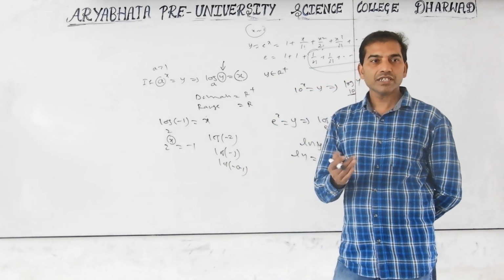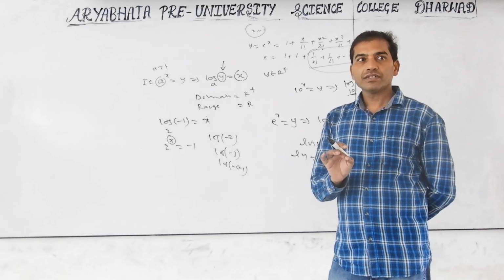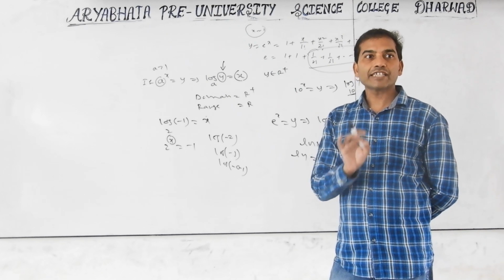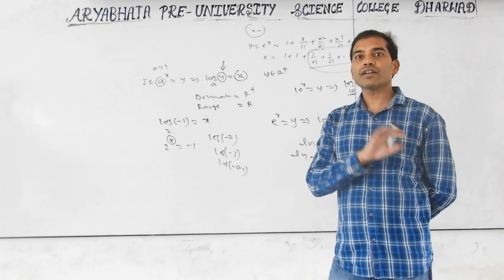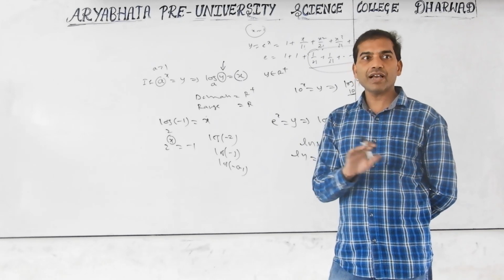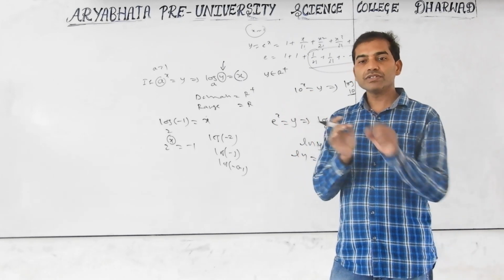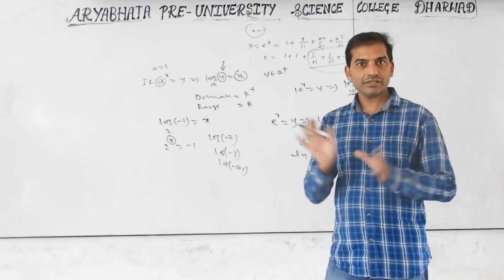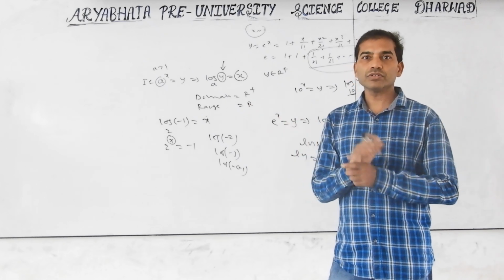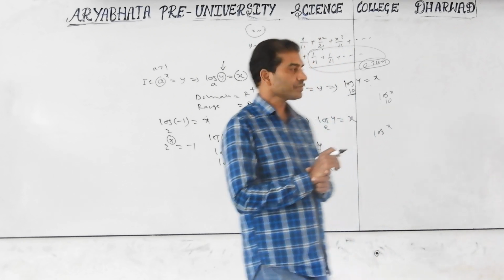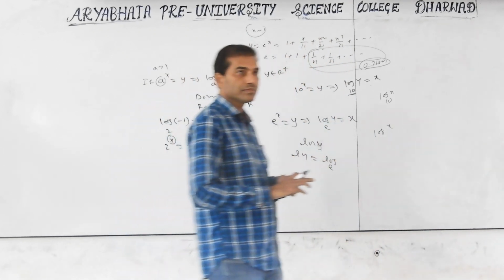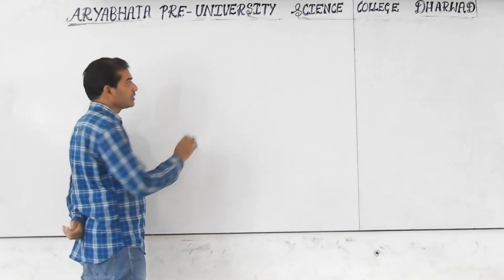So if the base is e, it is called the natural exponential function, natural logarithm function. The base e value is 2.7 something, which lies between 2 and 3. 2.7 means it lies between 2 and 3. Understood? Yes.